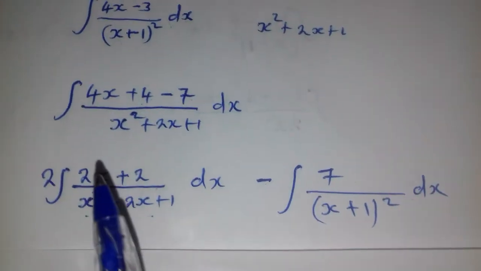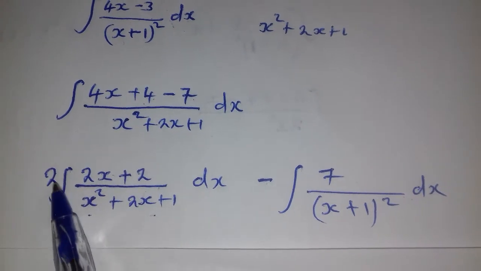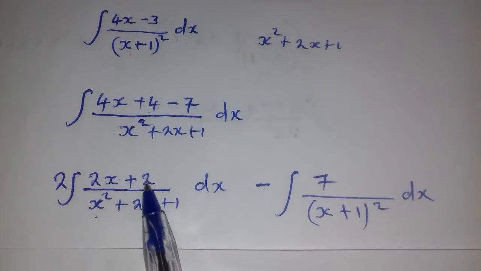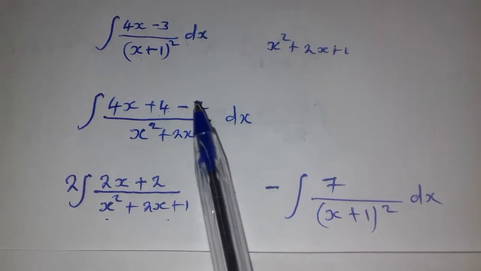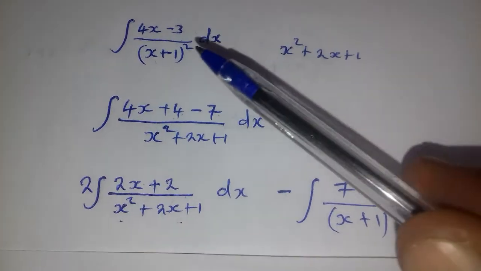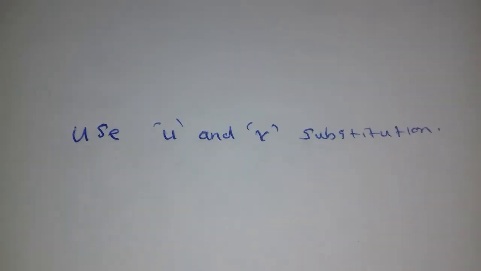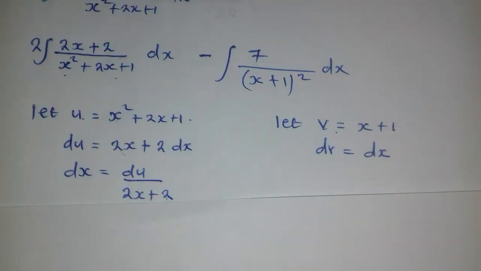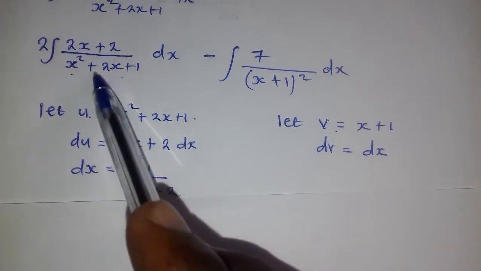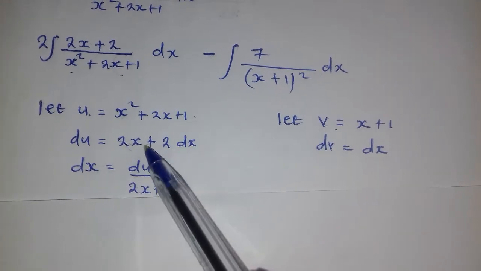Remember, the denominator is for everything on top. So what you do here, factor out 2. When you factor out 2 from the numerator, you remain with 2x plus 2 divided by this, minus this 7 comes there. So we didn't change anything here. We still have the same question. So now we can use u and v substitution. How do we do that? You say let u be equal to the denominator here. When you differentiate the denominator, you get 2x plus 2.